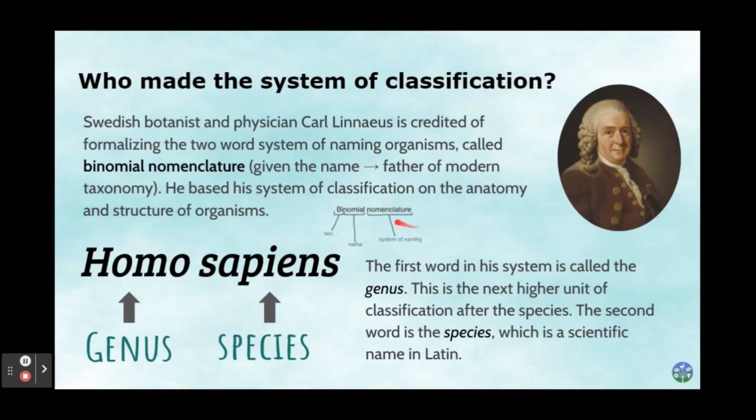Since it's a two-word thing, the first word in the system is called the genus. This is the next higher unit of classification after the species. The second word is the species, which together make a scientific name in Latin. I'll use the example of humans. Humans is Homo sapiens. So the genus is Homo and sapiens is the species name. And this is how Carl Linnaeus looks.